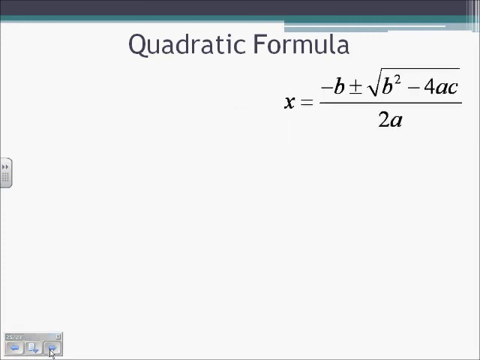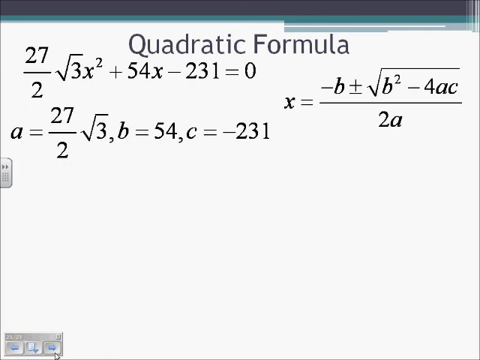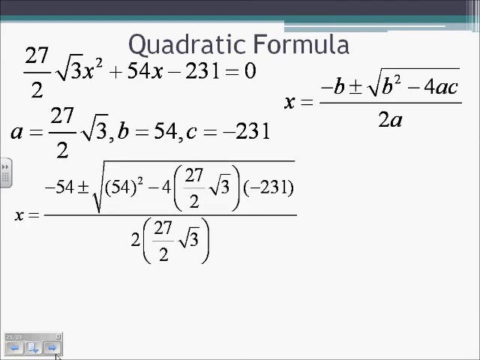We plug that into our quadratic formula. We know it's negative b plus or minus the square root of b squared minus 4ac, all over 2a. Again, like I was saying earlier, a is 27 over 2 square root of 3, b is 54, c is negative 231. We can't forget the negative 231. If we made that a positive, that's going to throw our answer off here because a negative 4 times a negative 231 is going to end up being a positive number.